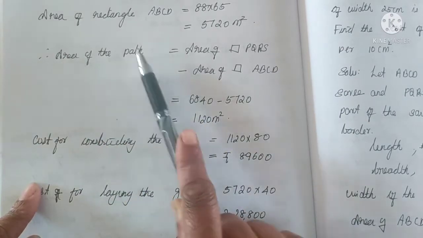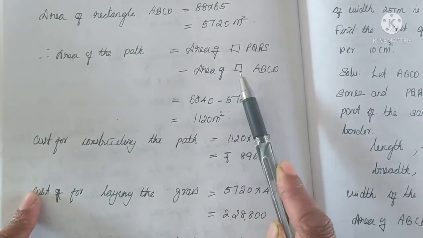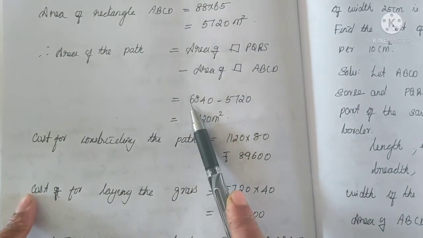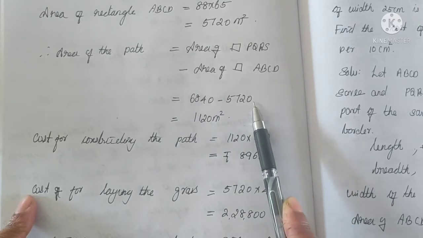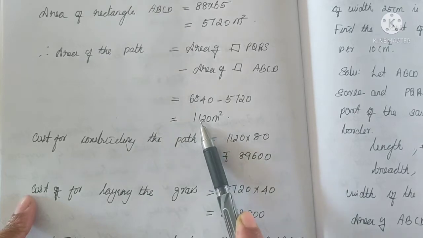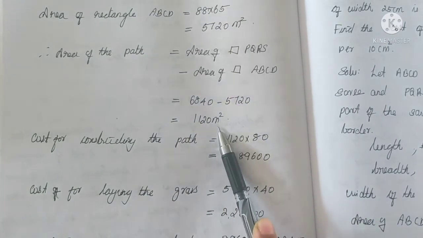Therefore, area of the path is equal to area of rectangle PQRS minus area of rectangle ABCD. This is equal to 6840 minus 5720, and this is equal to 1120 meters square. Now we have the area of the path.